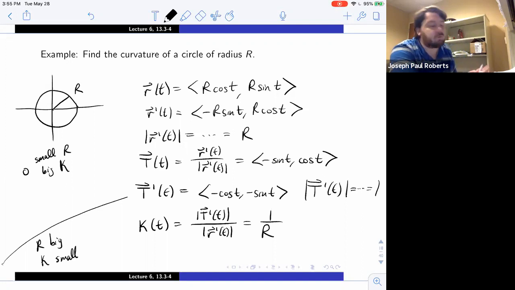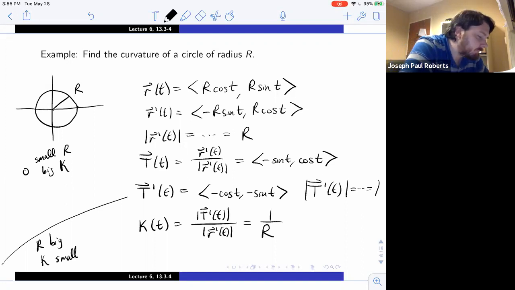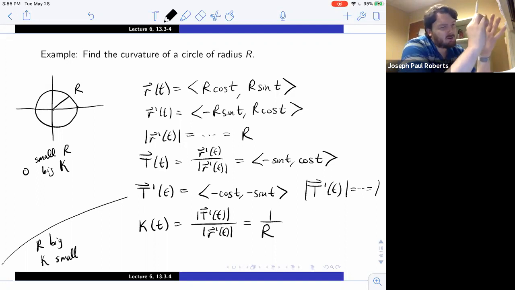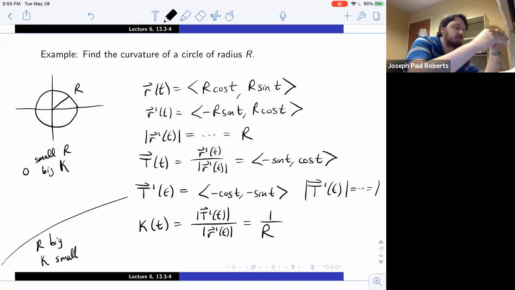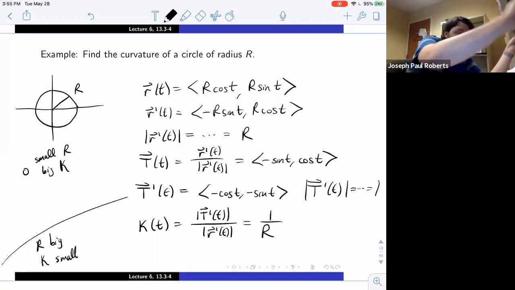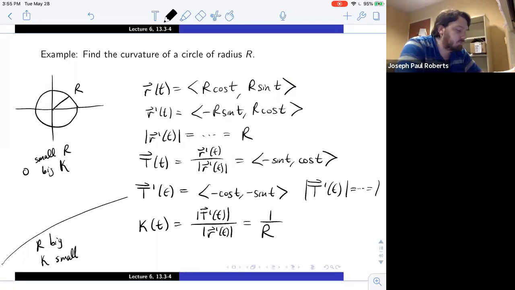So hopefully that shows you that this definition of curvature does intuitively what we want it to do: to bend a wire into a really small circle, you really have to bend it a lot. It has to be very curved. Whereas if you have a gigantic circle like the earth, it's not very curved. It looks almost straight. And there we go.